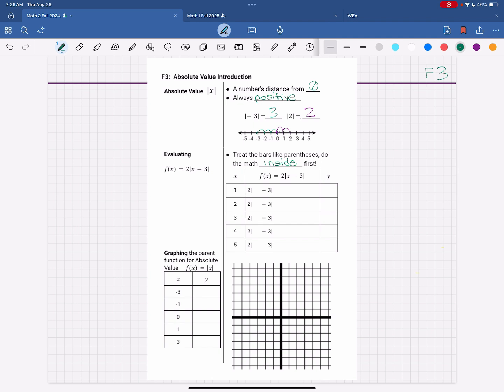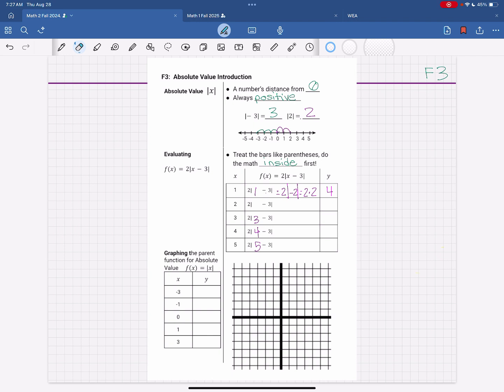I have pre-filled it in. I am just going to pop in the values right here. X is 1, X is 2, X is 3, 4, and 5. Again, do the math inside first. So you have 2 outside. 1 take away 3 is -2. But the absolute value of -2 is 2. So 2 times 2 is 4.